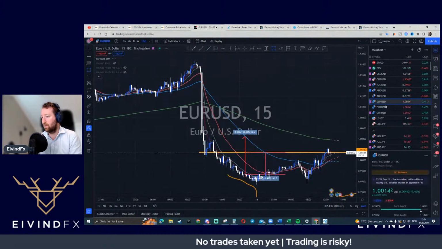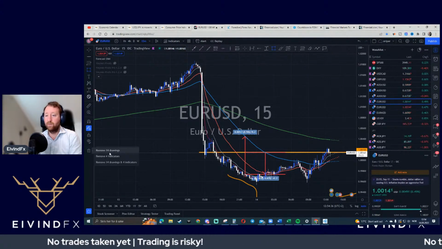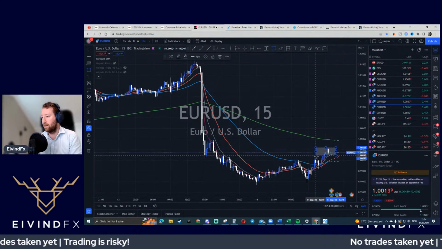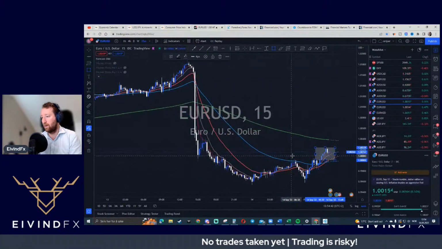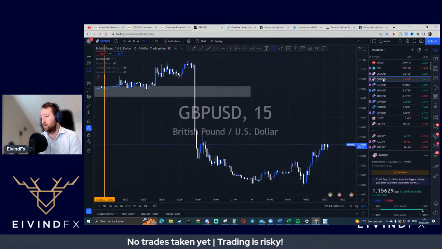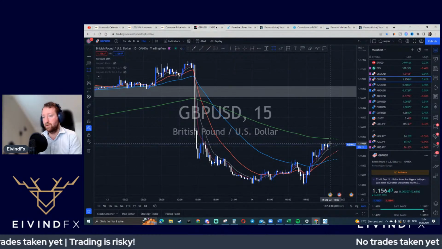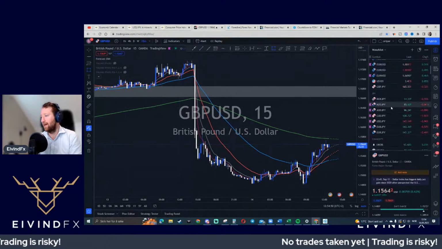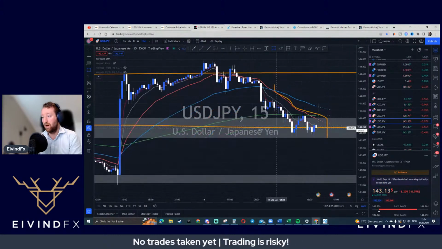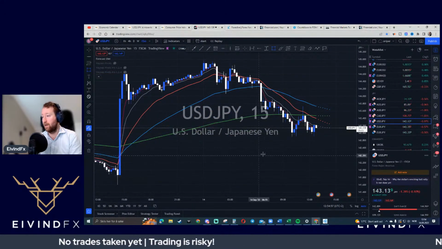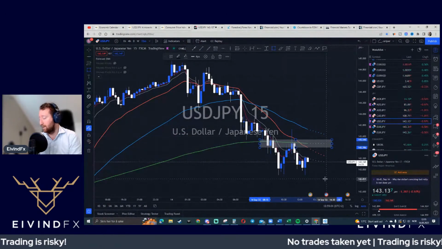Euro dollar is short-term bullish at this point. It is a bit higher, but we can look for it to continue to fall. Pound dollar is short-term bullish, not as bad as USD yen, which is another candidate to sell, by the way. But other than that, it's scalping.